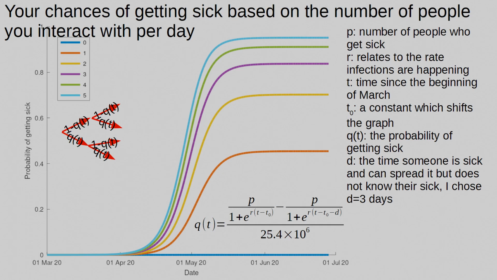And what I've plotted here is 1 minus the probability of not getting sick, which is your probability of getting sick based upon the number of people that you interact with. This also gives us an idea that if we only want 20% of the population to get sick, we would need to, every single one of us, interact with less than one person per day.